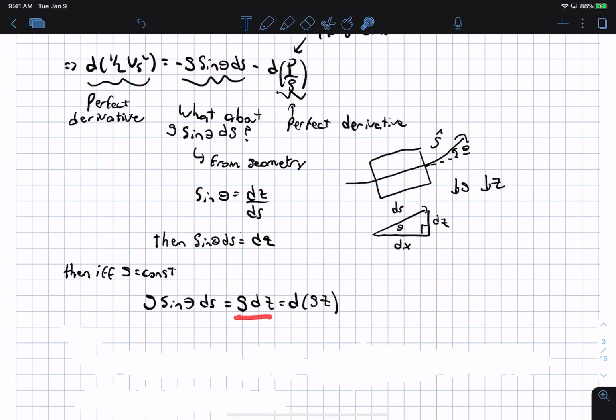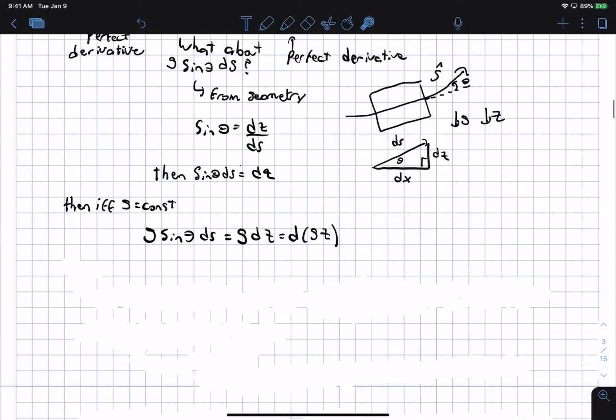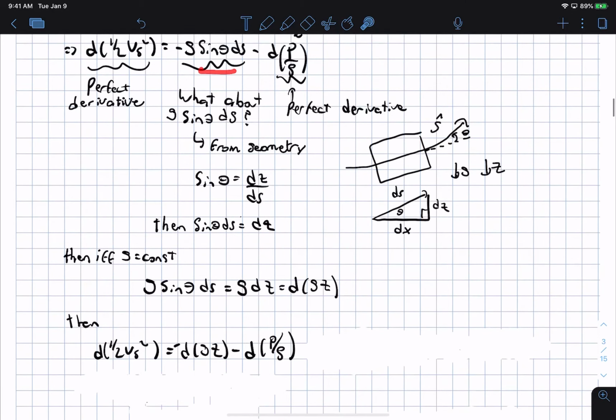ds is just g dz, which we basically argued from up there. And if g is constant, we can put that inside of the derivative. And so we have d times the derivative of gravity times the elevation. Okay? Which you could kind of think of as a potential energy. Then we basically use our result here. We've now worked with this term here, and we have perfect derivatives for that term here.